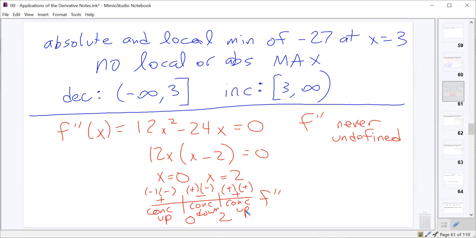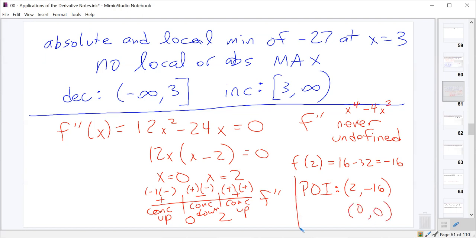We already know what f of 0 is, but we do need to find f of 2. If we plug 2 back into our original equation, the original equation was x to the 4 minus 4x cubed. That's going to be 2 to the 4th, which is 16, minus 4 times 8, which is 32. So that's just going to be negative 16. So we have points of inflection at 2, negative 16, and at 0, 0.